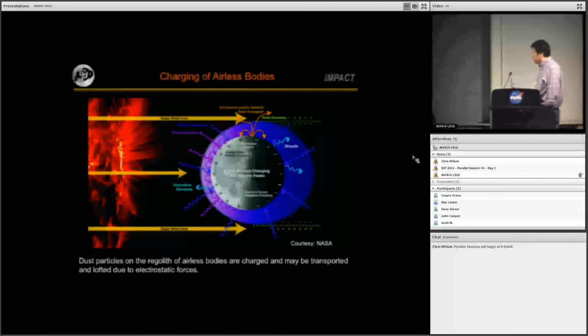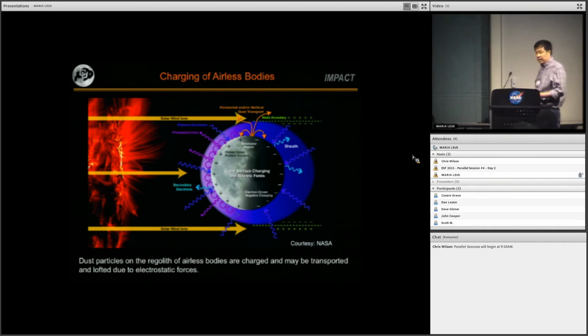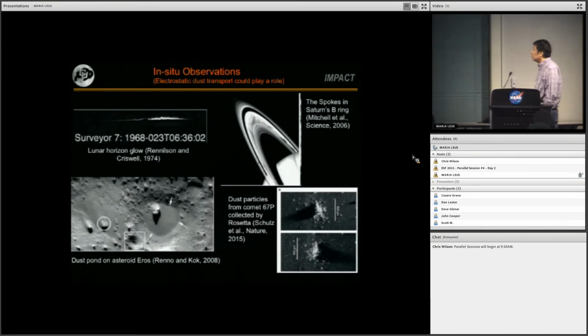So I guess this is the plasma physics view of the art of the moon, and apparently the lunar surface is charged by solar wind electrons, ions, secondary electrons, as well as photoelectrons due to the UV radiation. So the dust particles on the regolith of this surface will also be charged and may move and even get lofted due to electrostatic forces.